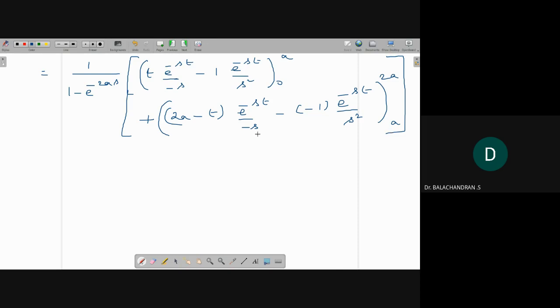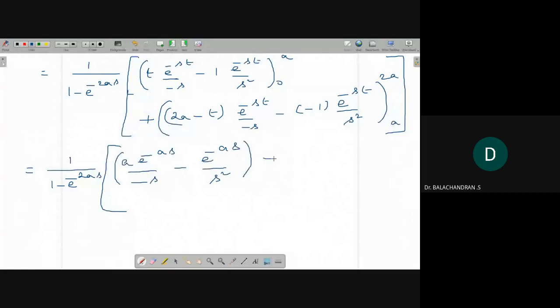So now the limits. 1 by 1 minus e power minus 2as. Substituting the upper limit, a into e power minus as by minus s, and then minus e power minus as by s square. So the upper limit is over. Minus the lower limit t equal to 0, this is 0, minus e power 0 by s square, that is 1 by s square. Very good, Chaitanya, your answer is correct.